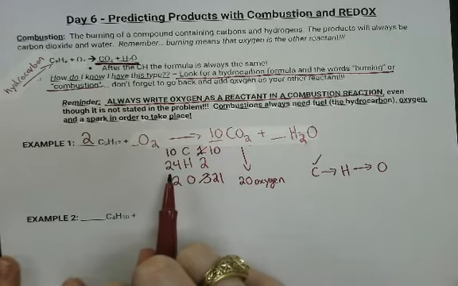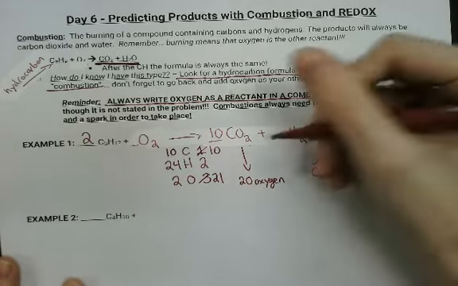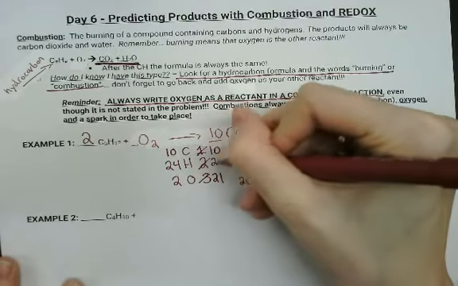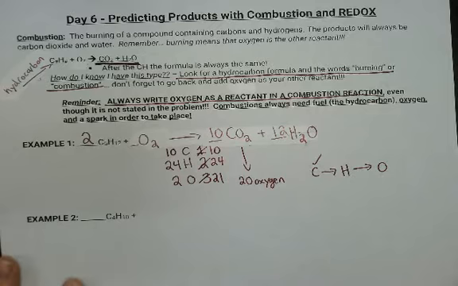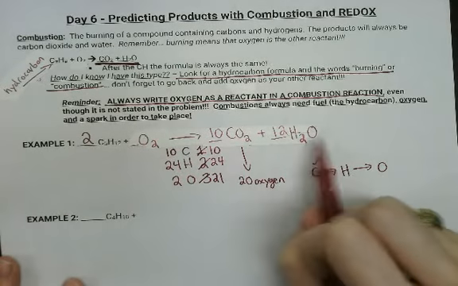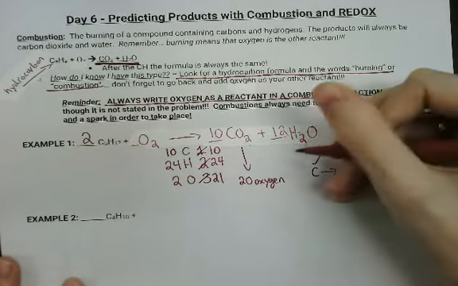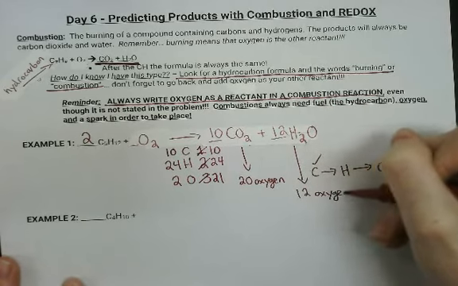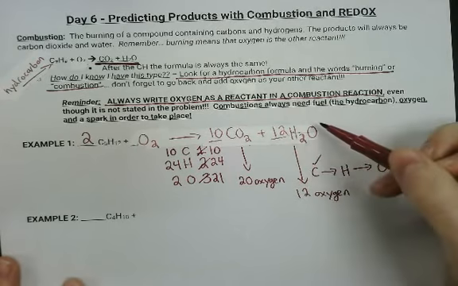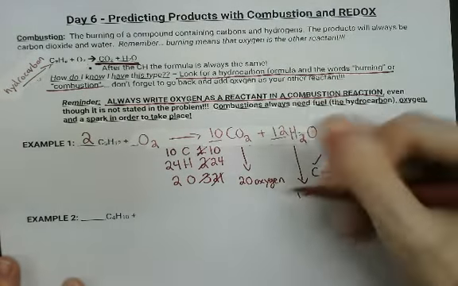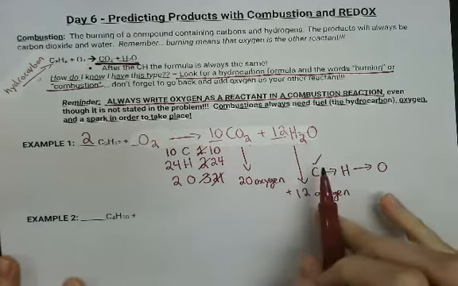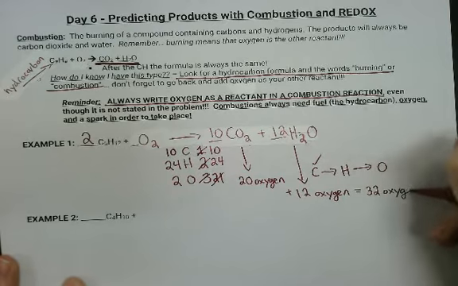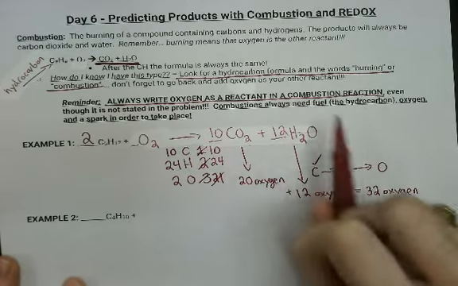I see that I have 24 hydrogen over here. I would like to have 24 over here as well. So I'm going to go ahead and place a 12 in front of H2O. That will get my hydrogen to 24 on both sides. That will also impact my number of oxygen. So I'm going to have 12 oxygen coming from this part of my equation now. So in total, I now have 32 oxygen atoms on the right side of my equation.